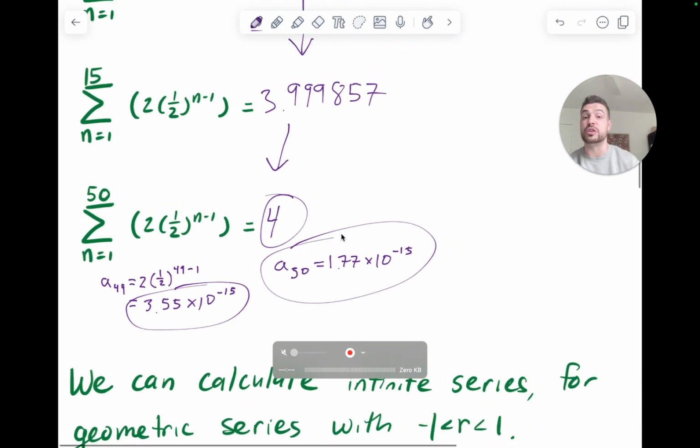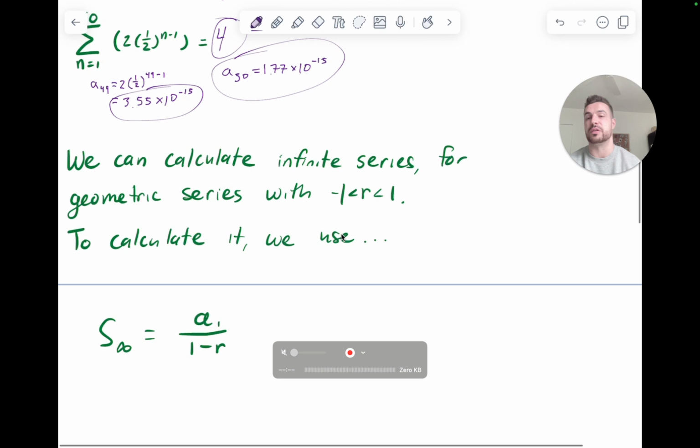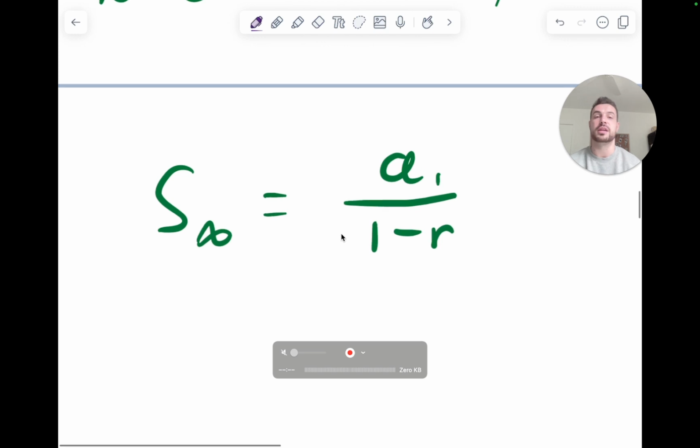Now, the way we can do this is actually using a formula. It says we can calculate an infinite series for geometric series with an R value that is between -1 and 1. To calculate it, we use S sub infinity equals A sub 1 divided by 1 minus R. We can only calculate an infinite series when R is between -1 and 1.